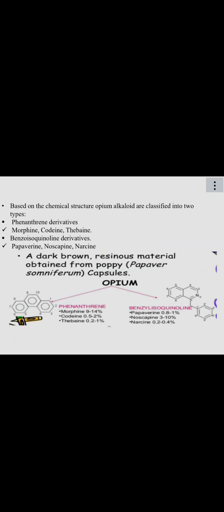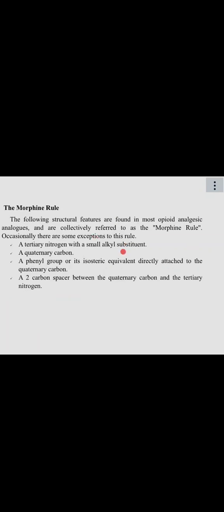So after you have understood that, now we can look at the morphine rule, because you have understood the structural features of morphine. The morphine rule can be obeyed, but sometimes there can be exceptions. But the exceptions are very, very few. The following structural features are found in most opioid analgesic analogs and are collectively referred to as the morphine rule. Occasionally, there are some exceptions to this rule, just occasionally. And as we move along, we will be able to identify the exceptions.